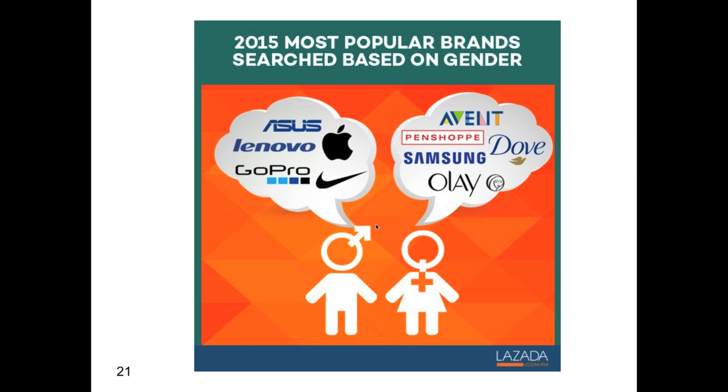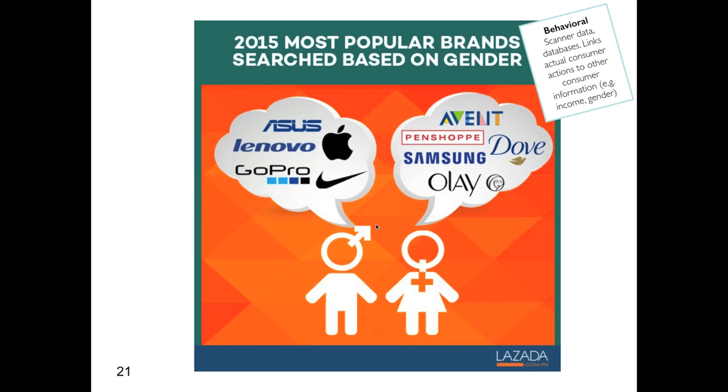Let's look at this one. Same thing. See if you can determine what type of data this was, what research approach, based on what you're shown here. And these are the most popular brands searched online based on gender. So now we're kind of breaking it apart and refining it a little bit.